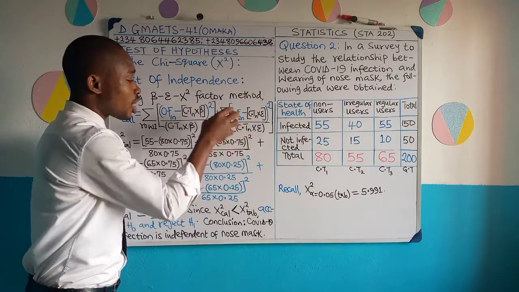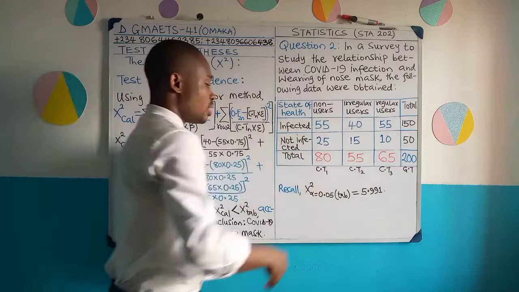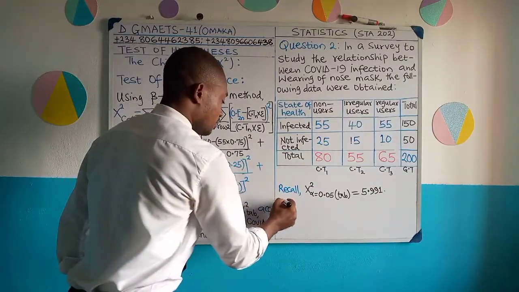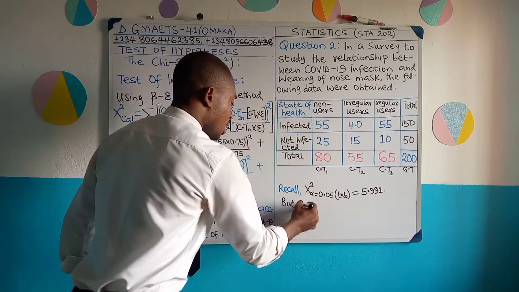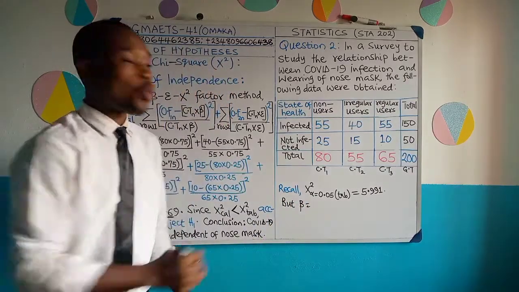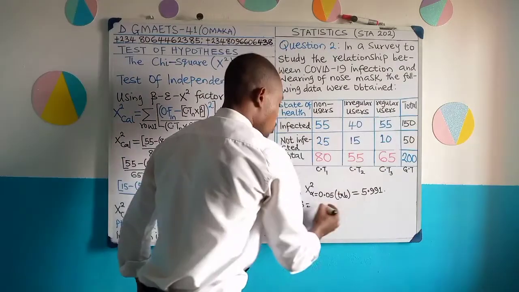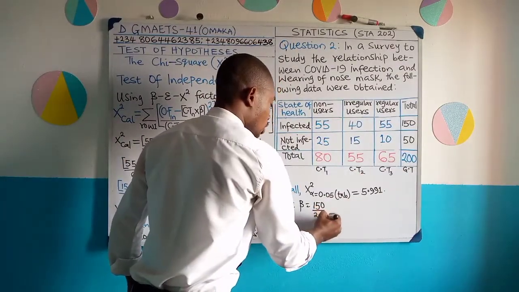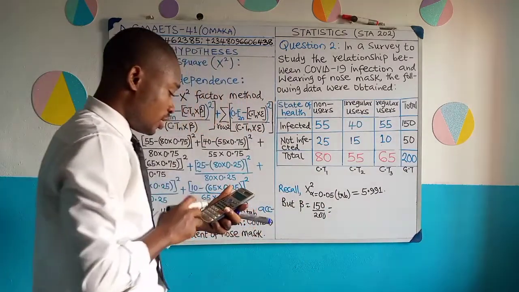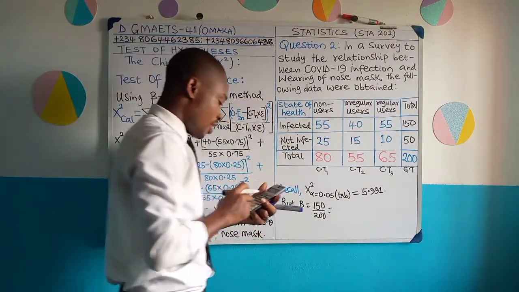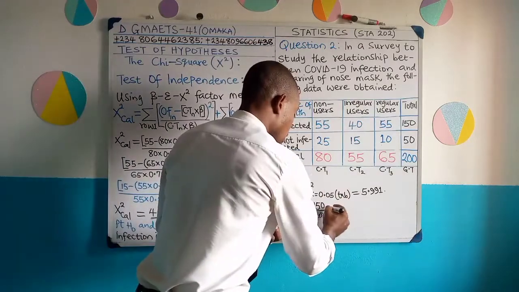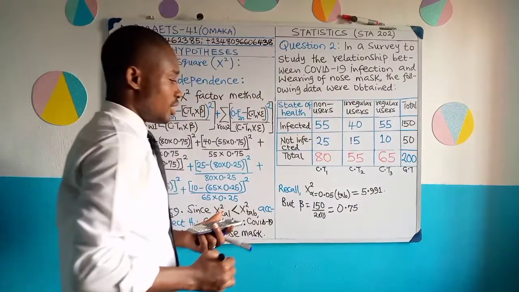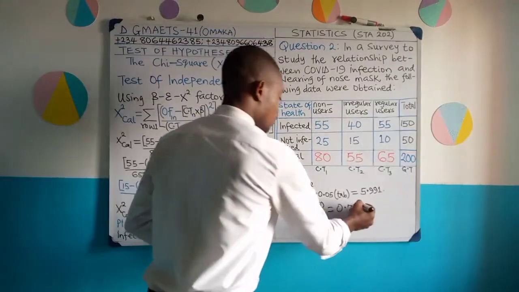We've gotten our column total for each column. Look at them. So how do we get our chi-square factor for row 1, beta? Beta is equal to, since it is row 1, you go to row total of row 1, which is 150, divided by grand total, 200. If you do that, 150 divided by 200 will give us 0.75. Okay?